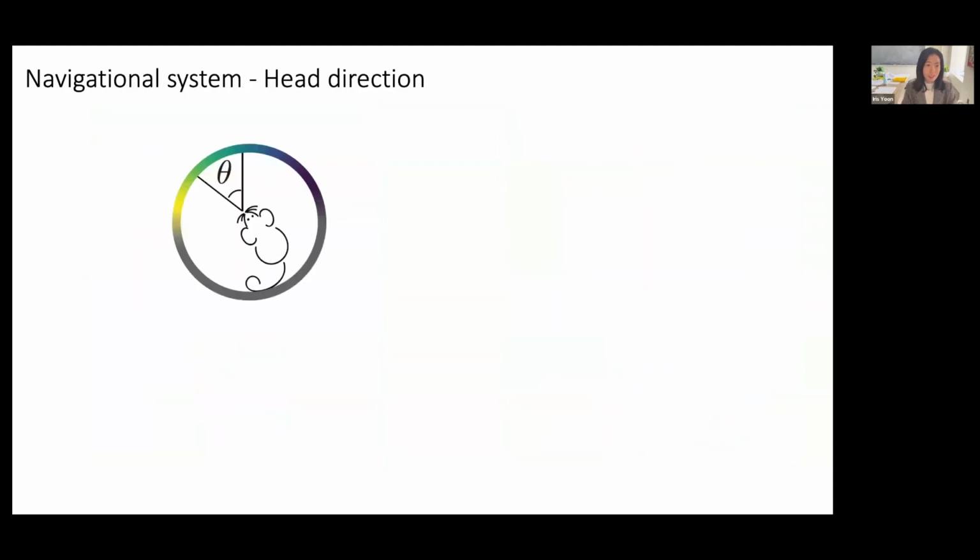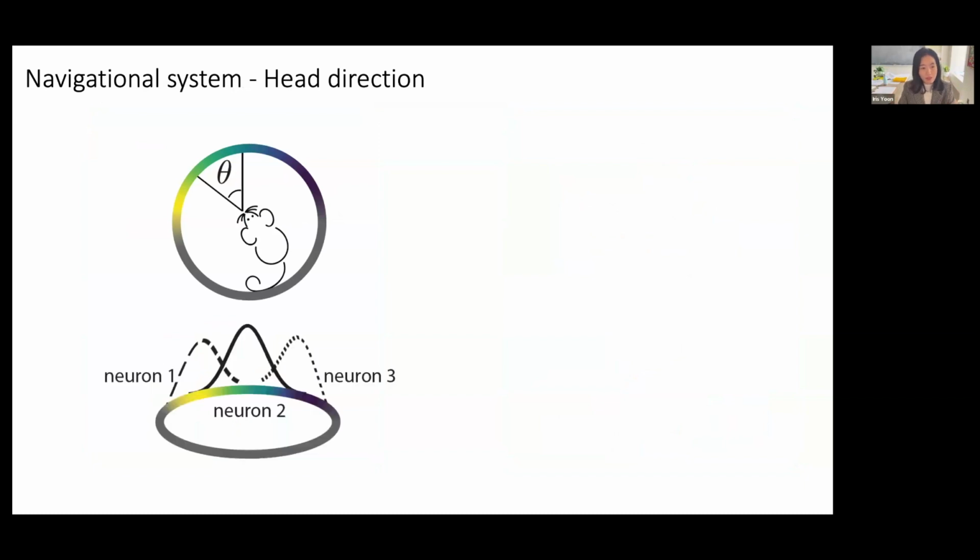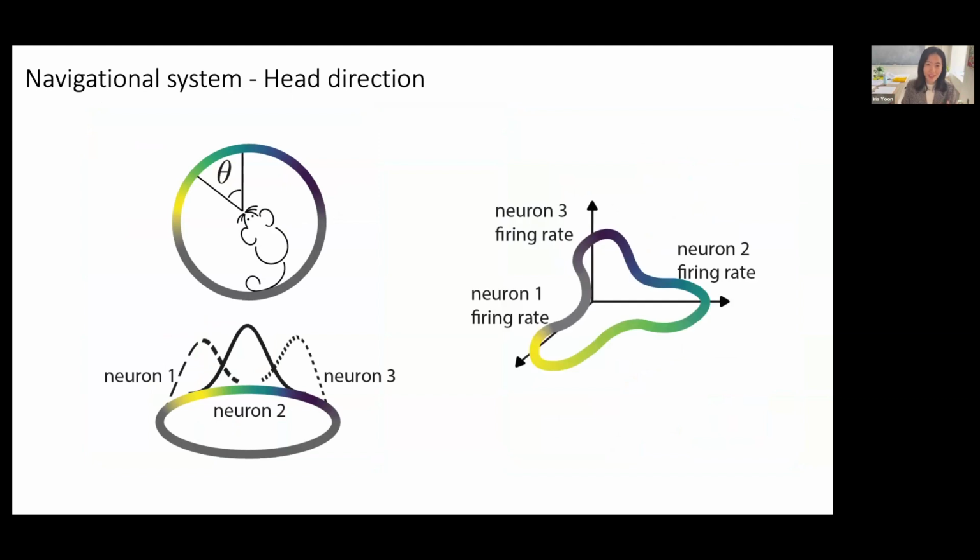Another example is head directions. Imagine that your mouse has some fixed point, and you have neurons that fire according to the angle that your head makes with respect to this one fixed point. The different possible head directions then range from 0 to 2 pi. And so the collection of head direction cells would also be arranged in a circular fashion.